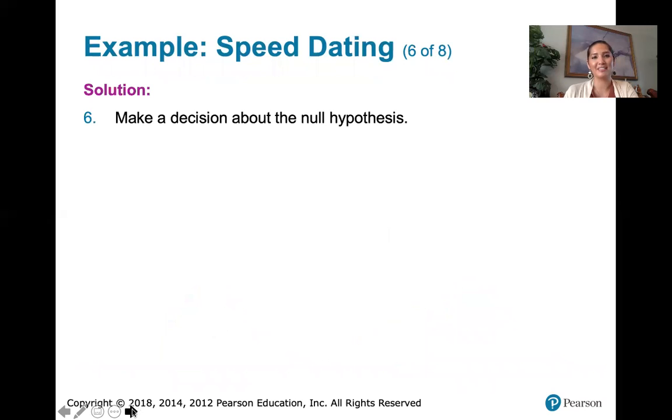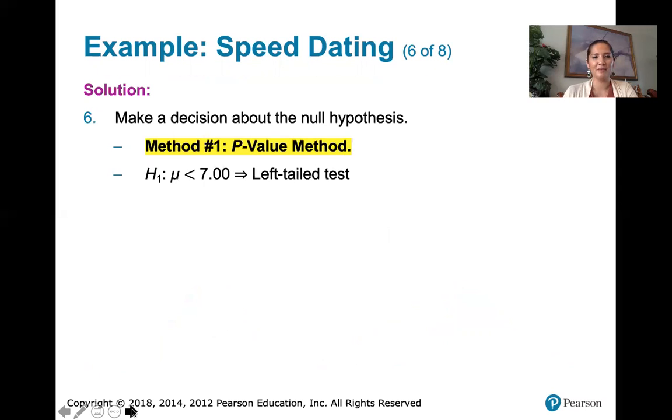Okay, so now we're going to make a decision about the null hypothesis. One way that we can do that is using the p-value method. Now, whenever you're using the p-value method or the critical value method, you need to determine whether the test is left-tailed, right-tailed, or two-tailed. And the way we do that is we look at the alternative hypothesis. So the alternative hypothesis in this case is that the mean is less than 7.00. Since that's a strictly less than, that is a left-tailed test. You can think of that as an arrow pointing to the left, so it's a left-tailed test.